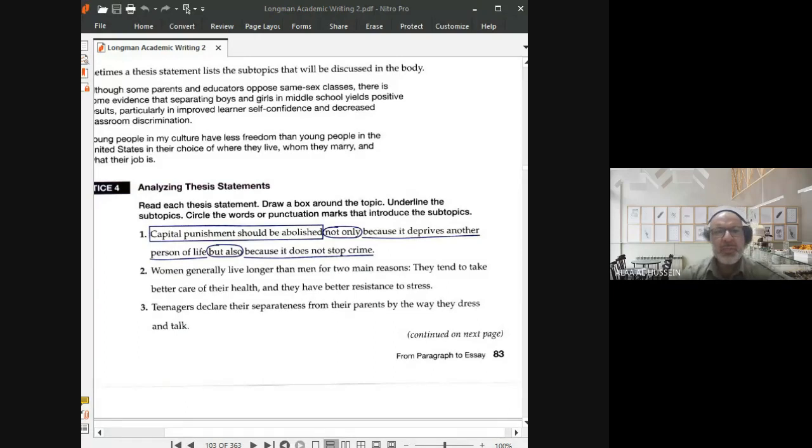Let me explain this to you. First of all, there's something mistaken here. I don't agree with the writer here. The writer chooses capital punishment should be abolished as a topic. And actually it is not the topic. Capital punishment should be abolished is not the topic. The topic is what? We are talking about what? Should be abolished, or we are talking about capital punishment? We are talking about capital punishment.